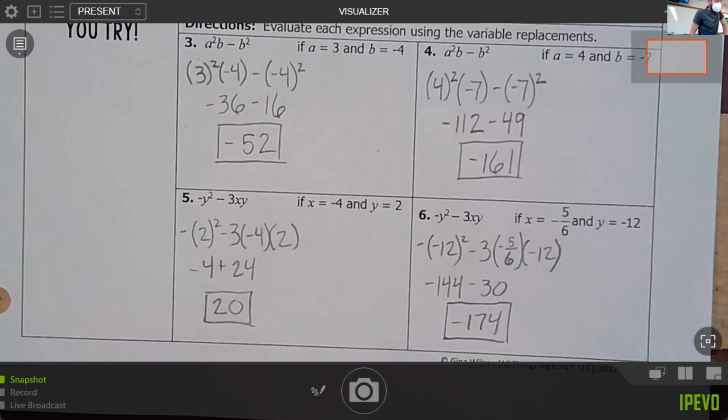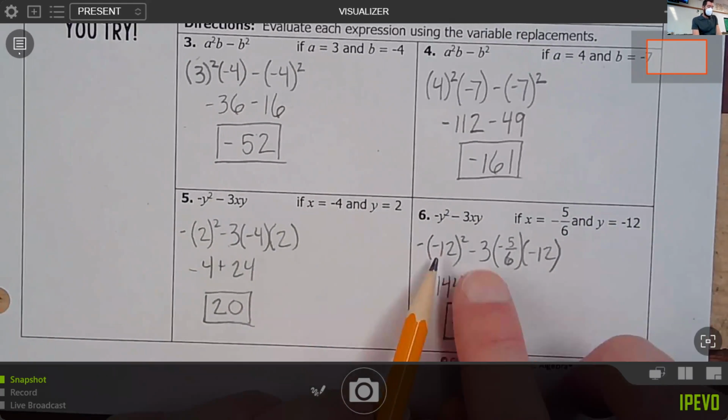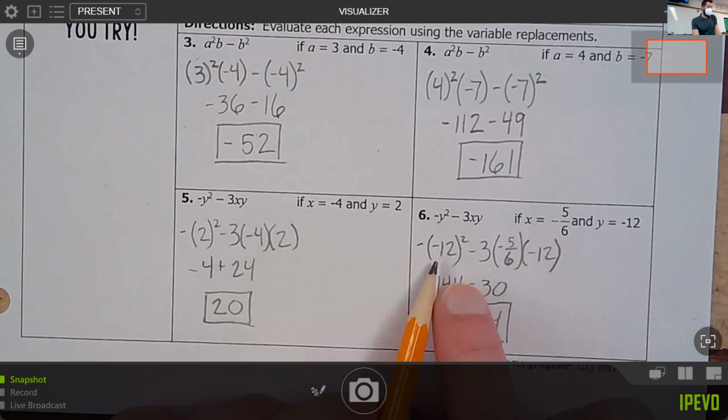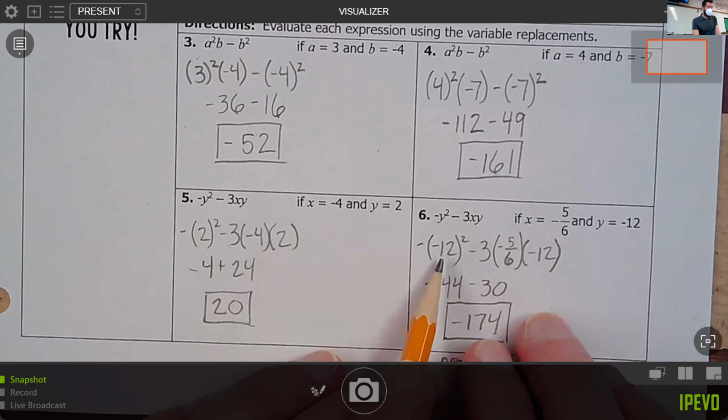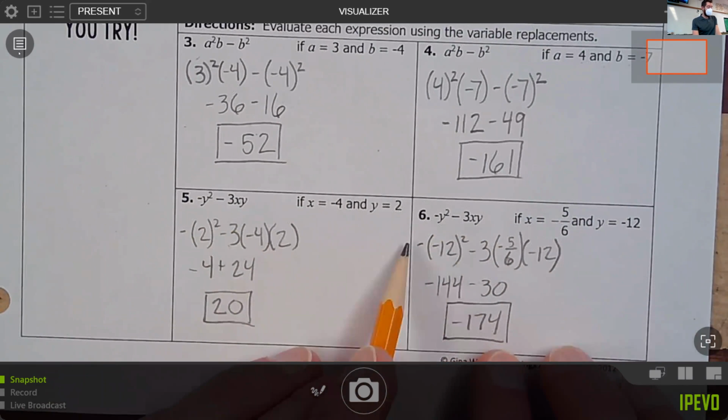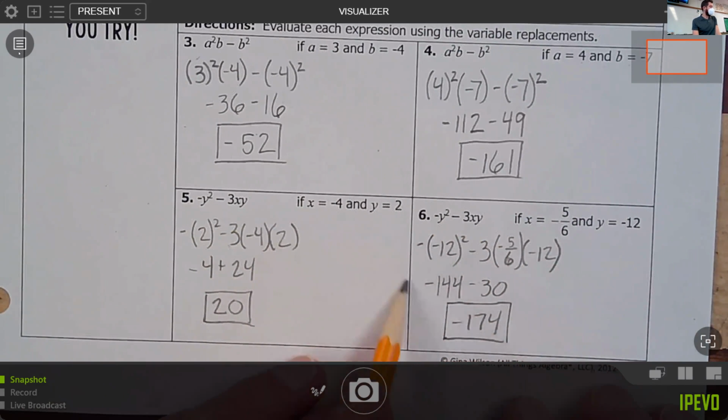And then number 6, you can see there, even though the value of x is a fraction, the final answer ends up being a whole number, and it's -174. We start off in the same way. We take our value of y, because it's the exact same original expression up here. Plug in the -12 for y, square that, you get 144, but this negative outside of the parentheses still has to come down here. So it's -144.